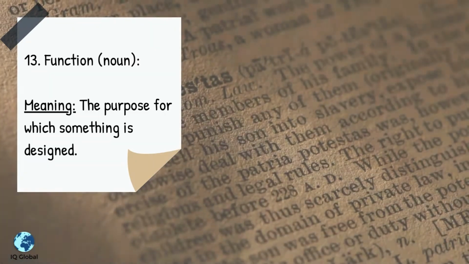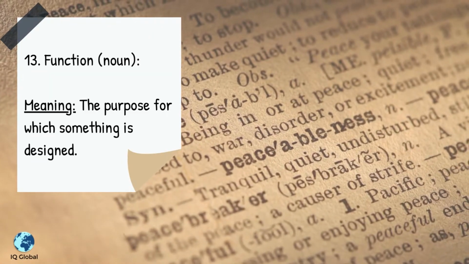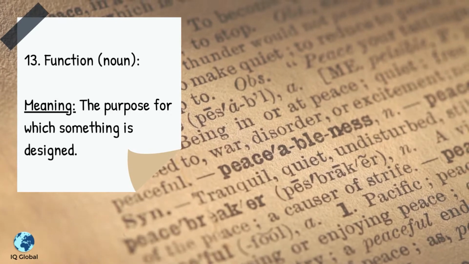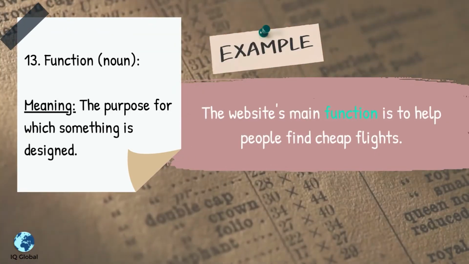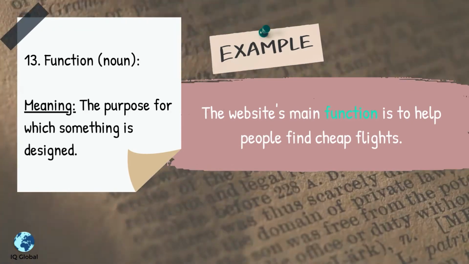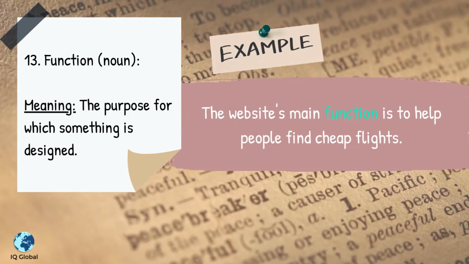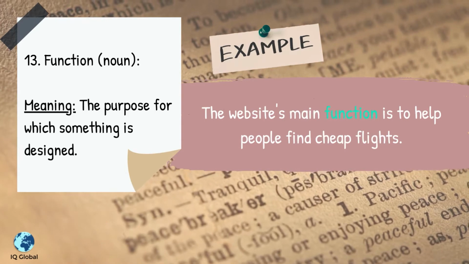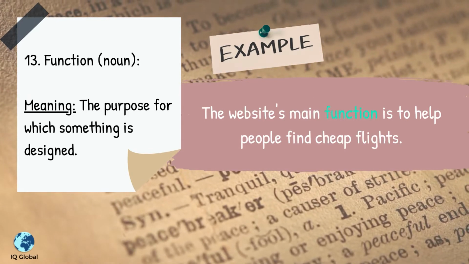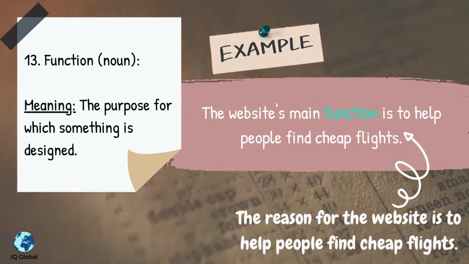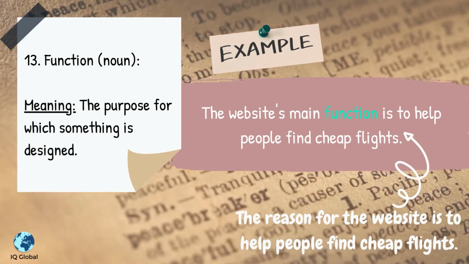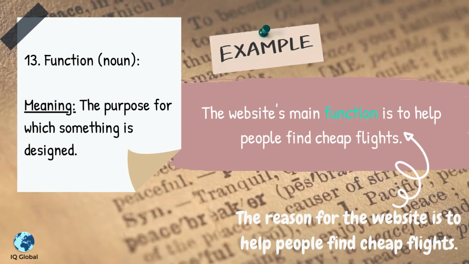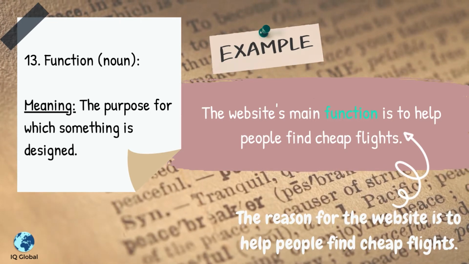13. Function. This is a noun, meaning the purpose for which something is designed. Let's have a look at this example. The website's main function is to help people find cheap flights. What this example is saying is that the reason for the website is to help people find cheap flights.